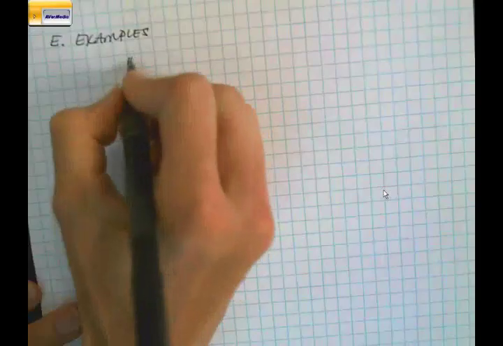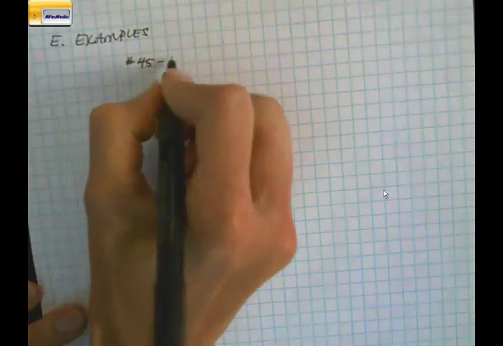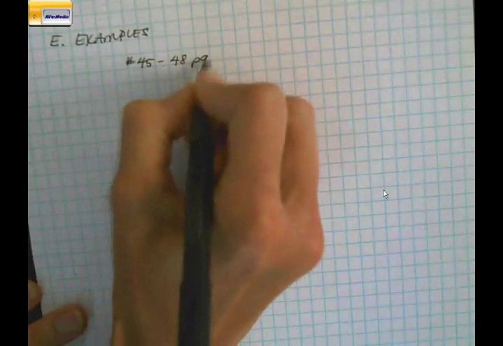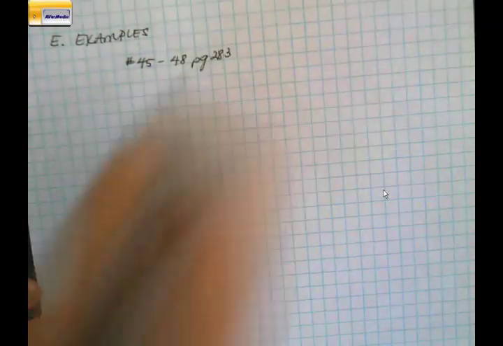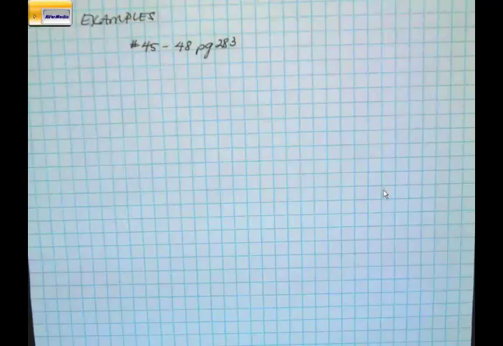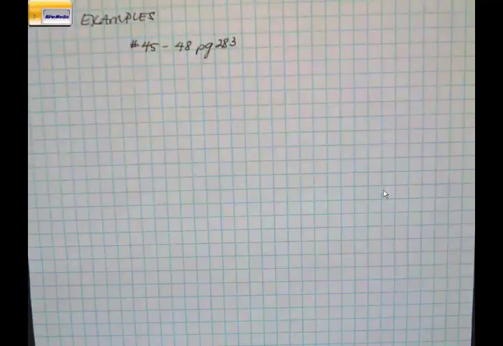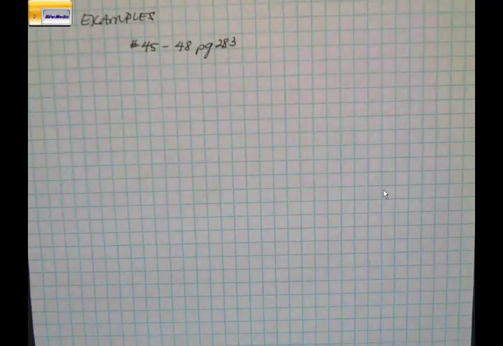But in the textbook, I want to at least show this to you. Numbers 45 through 48 on page 283. Just take a look at this. These are very good questions, and I hope that it made it into the software package. But regardless, I want you to see it. Because I got to look at it and thinking, what in the world?